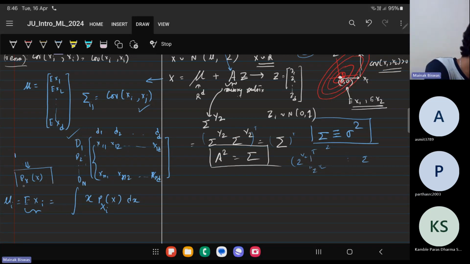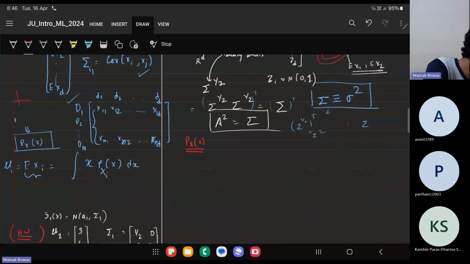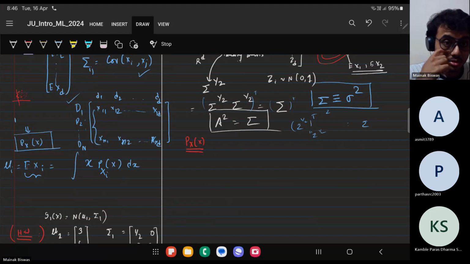P of x I don't have. In machine learning, P of x is never there. P of x is the data distribution. The data is, I showed you something like this. Do I have the closed form solution for Px? What do I have from Px?